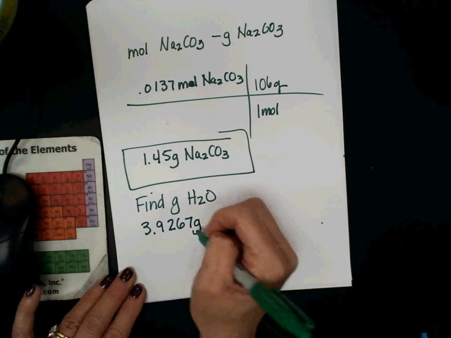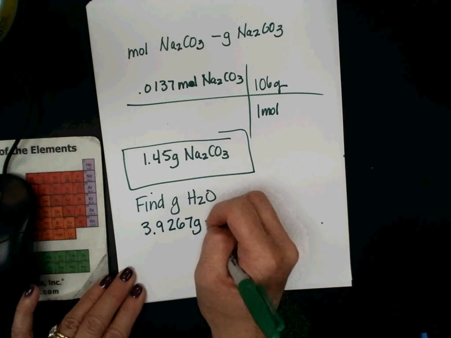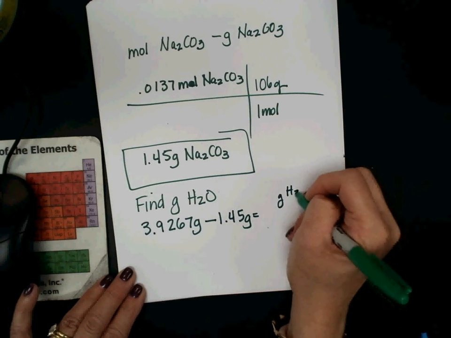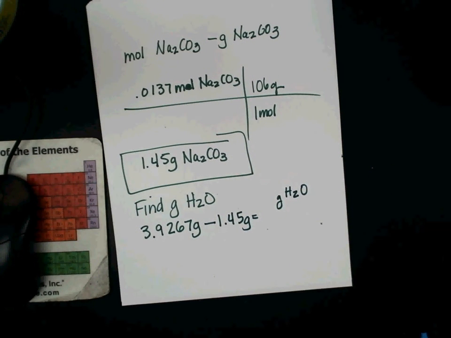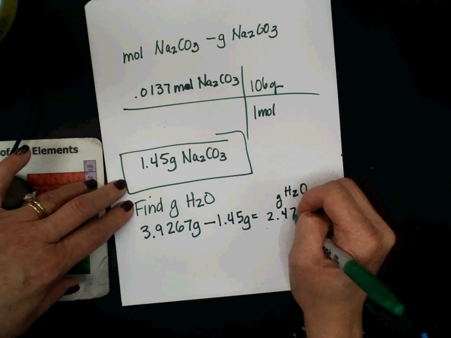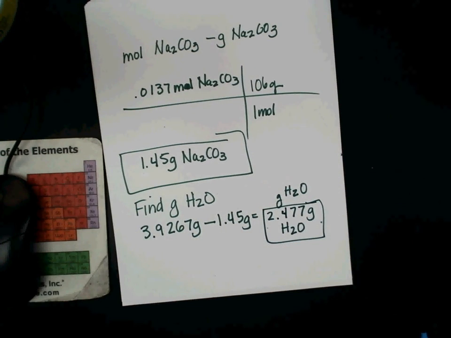In my problem, with the water in it, I was given 3.9267 grams of the compound with water in it, and I know the sodium carbonate part of the compound is 1.45 grams. So I can find my grams of H2O. I just have to do that subtraction. 3.9267 minus 1.45, 2.477 grams H2O. Everybody agree with that?